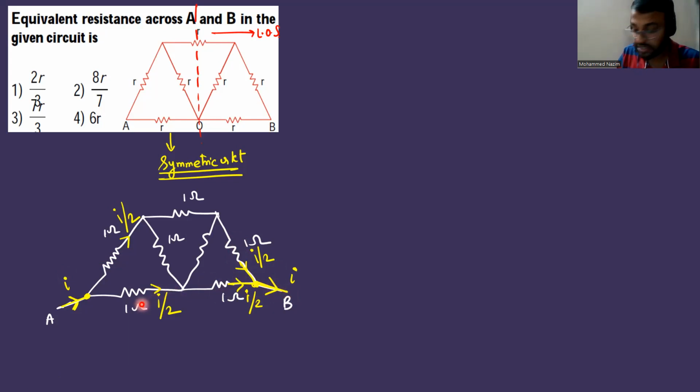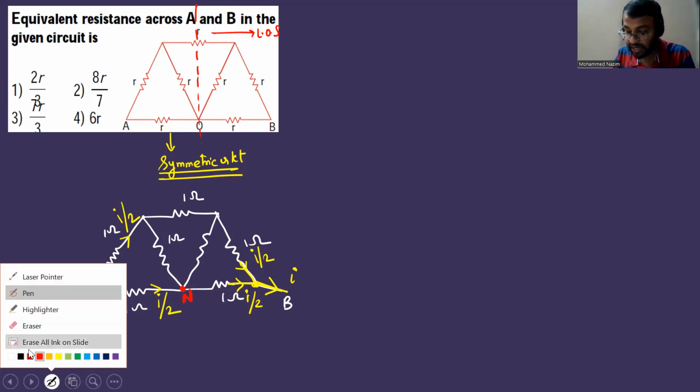Now see the bottom branch. That bottom branch is very important. What is the current flowing in these two branches? Don't you think it is the same? Yes, it is the same, I by 2 here, I by 2 there. That means they are connected in series. If you see this node, there is actually no use of that node.